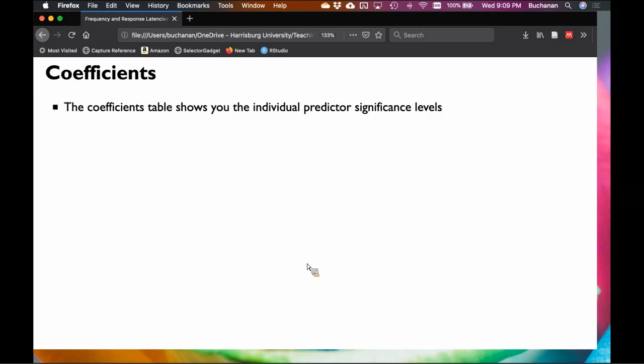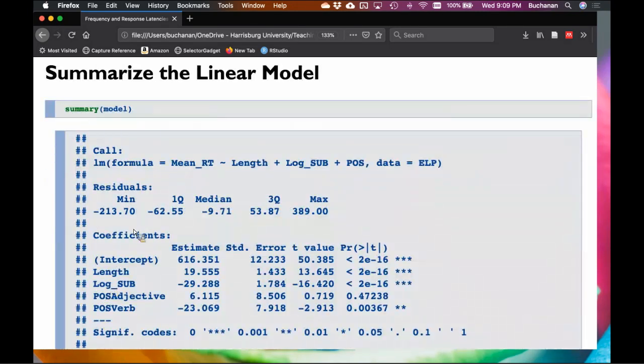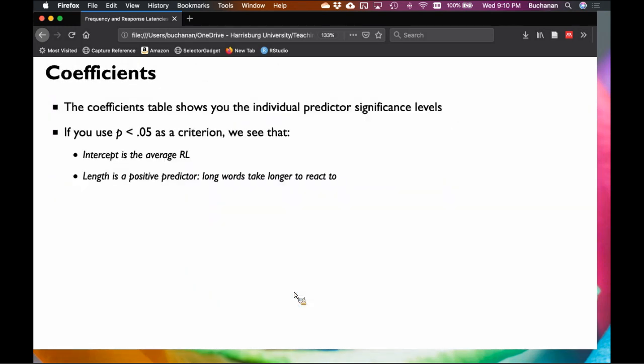Now I'm going to look at my coefficients first because they appear first, and they tell me which predictors are the most important. If we look at that table and use p less than 0.05 as the magic line in the sand, what we see is the intercept score is the average response latency. So I would be looking at this box here. I'm just going to interpret those for you first. The intercept is our average response latency. I know that's not zero, and I don't really care if it's different from zero. I'm going to move on.